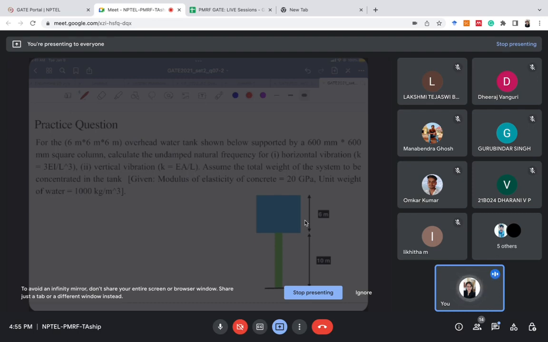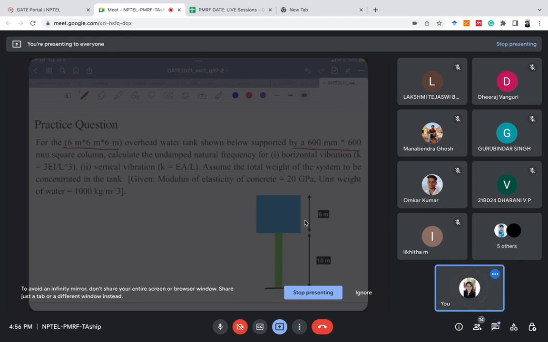It is given that there is a water tank, an overhead water tank. You must have seen them in your locality also. There's an overhead water tank which is supported by a column. So this is a model for this. The dimensions of the overhead tank are given. The dimensions of the column are given.